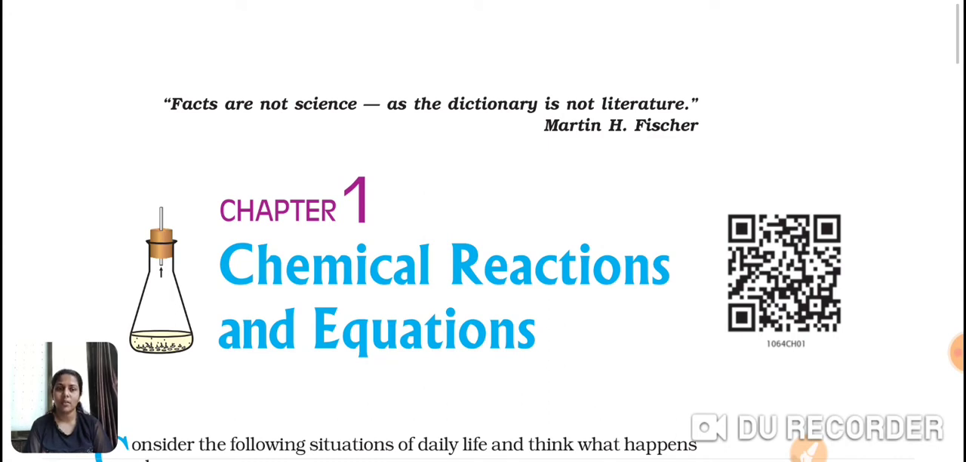The name of the chapter is chemical reaction and chemical equation. So what is a chemical reaction and what is a chemical equation? So a chemical reaction is the process of interaction of chemicals to form new chemicals. I will repeat it again, the process of interaction of chemicals to form new chemicals.